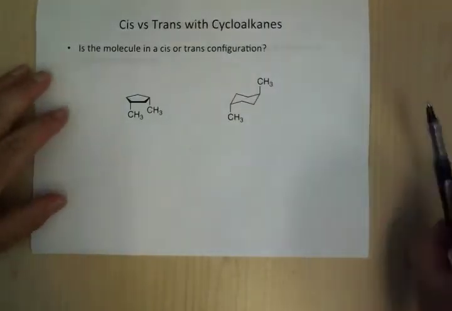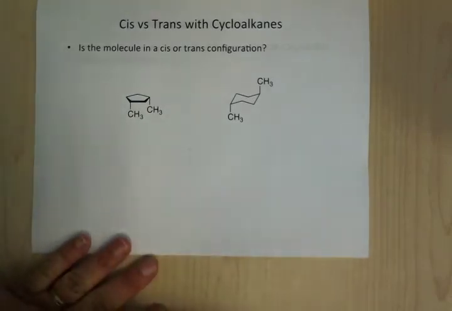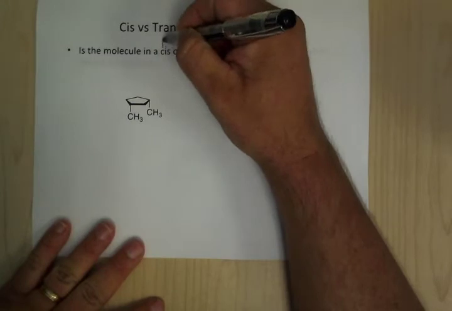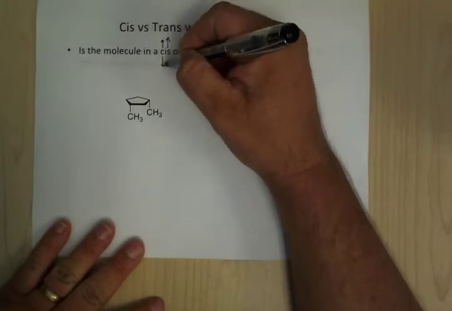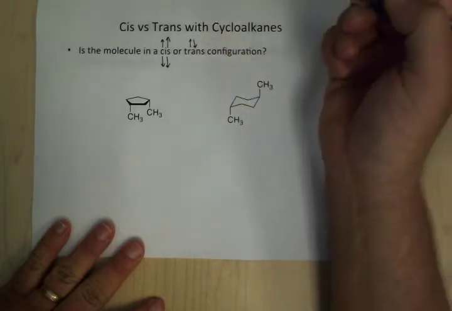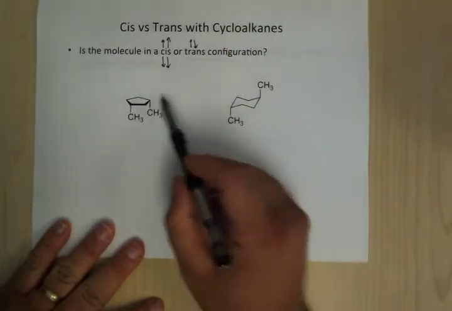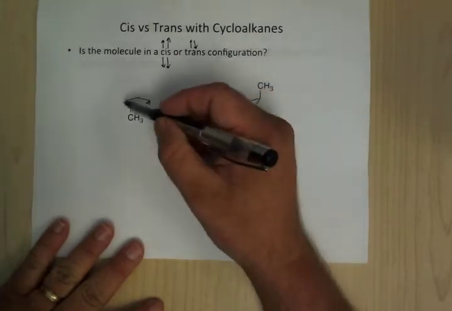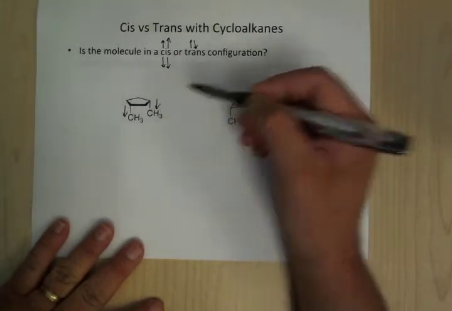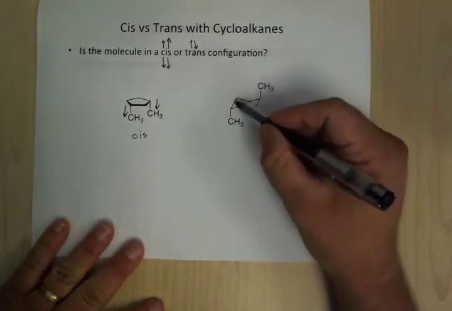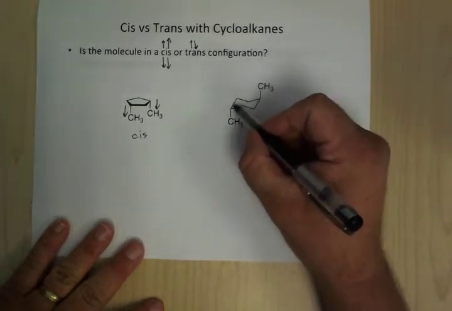There's going to be a question with cycloalkanes and doing cis and trans configuration. Remember, cis is when they're both going up or both going down. Trans, you're going to have one up, one down. Take a look at this now. On a cyclopentane, it's pretty easy. I'll do this configuration, and both of these are going down. So this is cis.